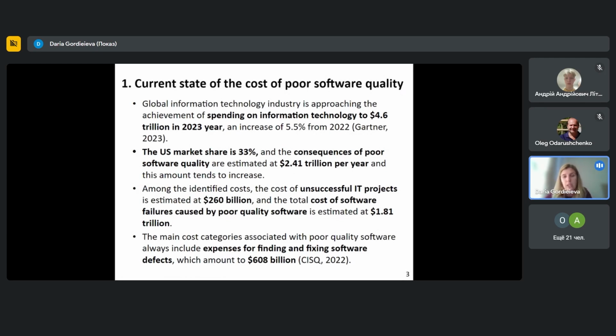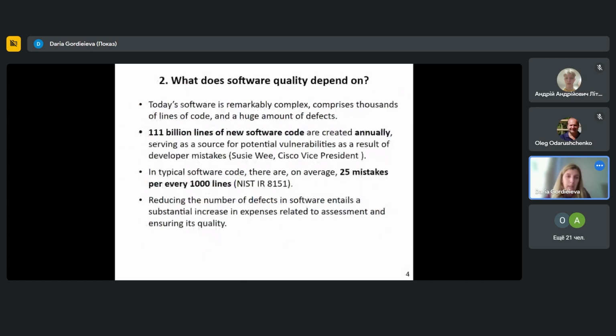The main cost categories associated with poor quality software always include expenses for finding and fixing software defects, which amount to $608 billion per year. Today's software is remarkably complex, comprising thousands of lines of code and a huge amount of defects. 111 billion lines of new software code are created annually, serving as a source for potential vulnerabilities as a result of developer mistakes. In typical software code, there are on average 25 mistakes per every 1,000 lines. Reducing the number of defects in software entails a substantial increase in expenses related to assessment and ensuring its quality.